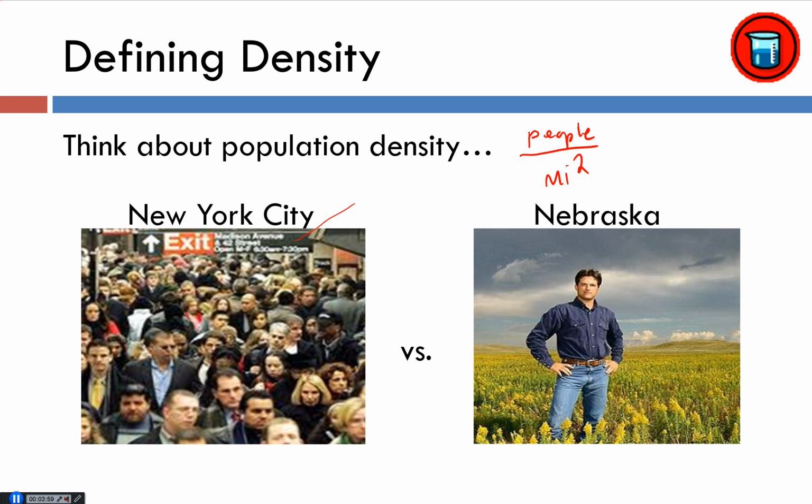So in both cases, we look at population density in terms of people per square mile. And I think it's safe to say that no matter where you are in New York City, you're going to end up with a much higher population density than virtually any place in Nebraska. So you're looking at the same volume, I guess in this case more like area, square mile. You're measuring the same numerator, people, but New York City has a much greater population density than a less populated state like Nebraska. Anyway, let's get back to chemistry.